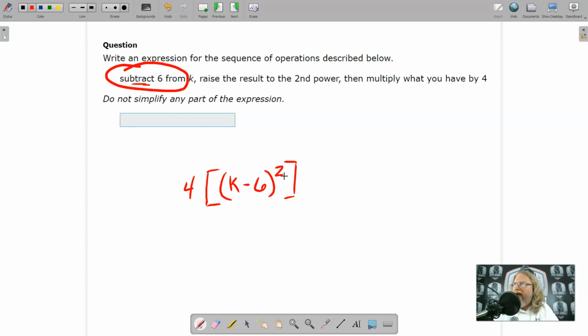Then after that, you would have to raise it to the second power. And then you would have some answer inside the brackets in which you'd multiply all that by 4, which is what they ask us to do on the tail end.